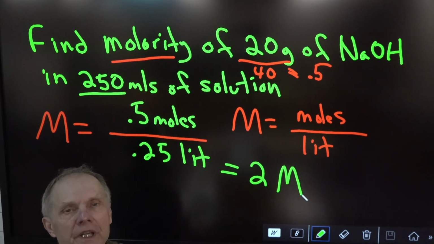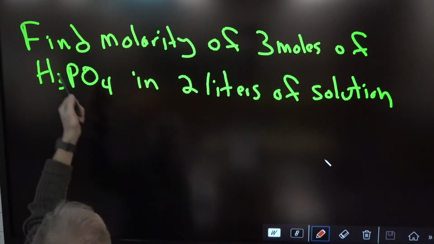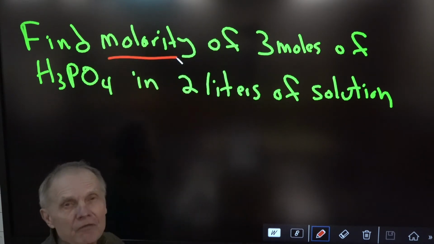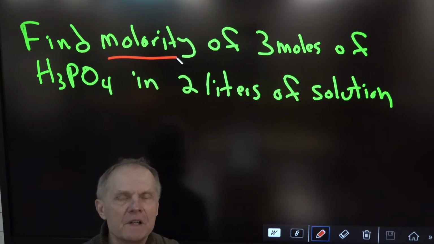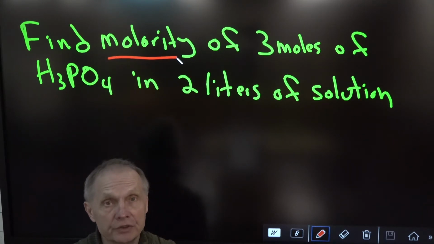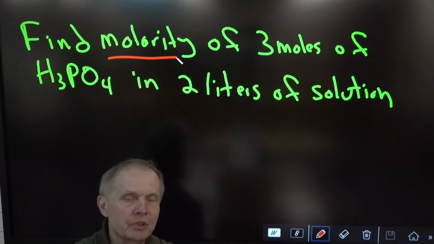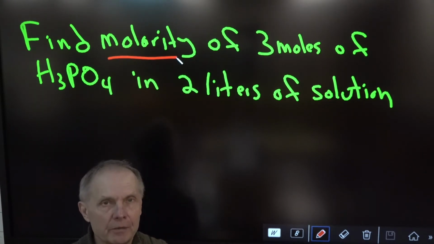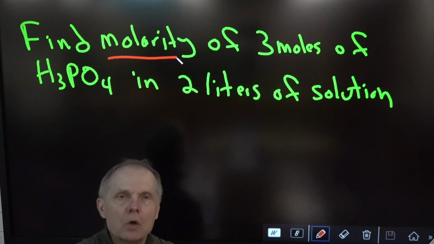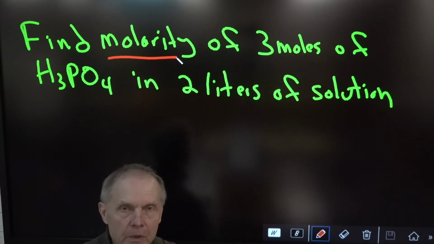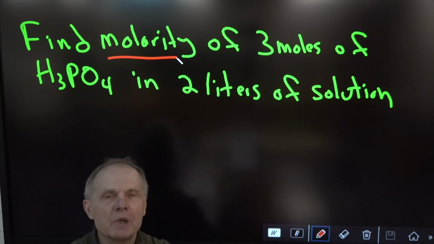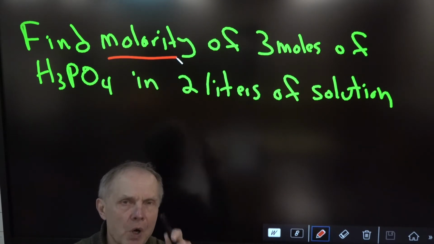Okay, now let's do an easier one. Okay, so this one says find the molarity of 3 moles of H3PO4. Remember, that's phosphoric acid. That is found in colas, like Coca-Cola, Pepsi-Cola, Dr Pepper, and other drinks. Some iced teas have it in. And remember, phosphoric acid slows down the absorption of calcium. So if you drink a lot of colas and stuff like that, you are going to slow down the absorption of calcium, and that's going to hurt your bone density.